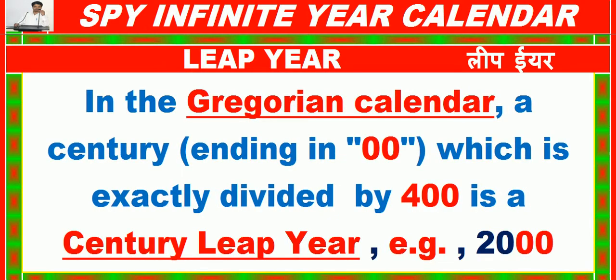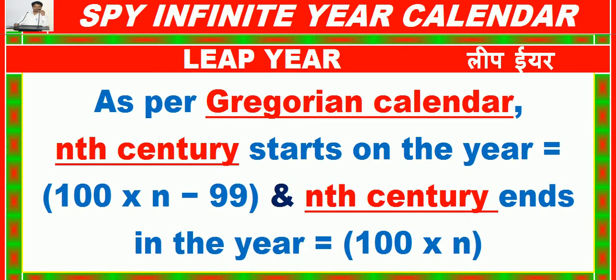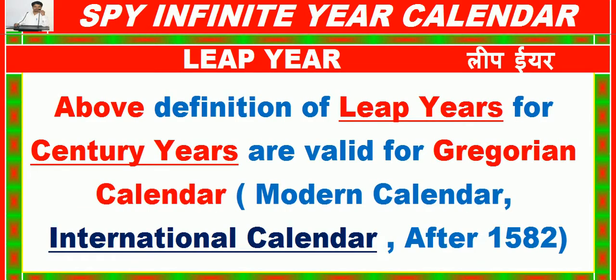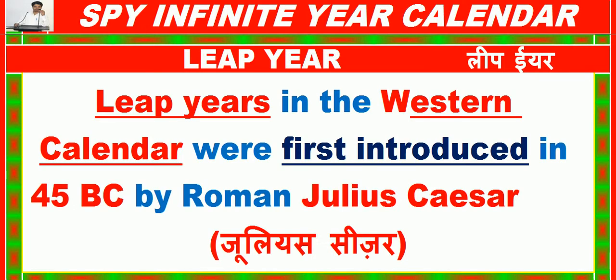In the Gregorian calendar, the century ending in 00 which is exactly divided by 400 is a century leap year, for example, 2000. As per the Gregorian calendar, the nth century starts in the year equals 100 multiplied by n minus 99 and ends in the year equals 100 multiplied by n. The above definition of leap years for century years is valid for the Gregorian calendar, modern calendar, international calendar, after 1582. Leap years in the Western calendar were first introduced in 45 BC by Rome's Julius Caesar.